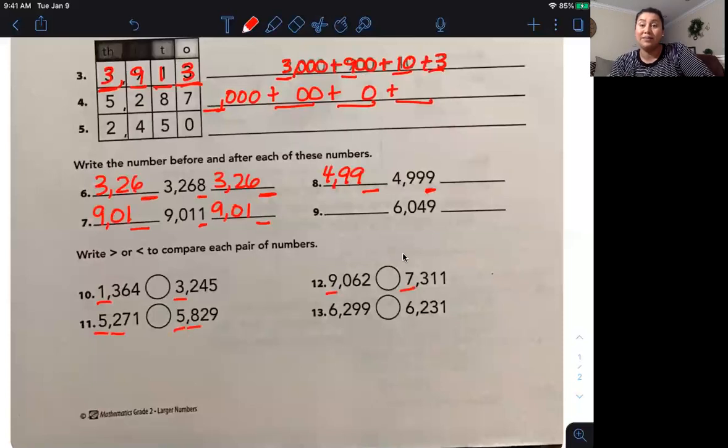Do we have to keep going? Okay, and let's go to the next one. Check the number in the thousands. All right, let's keep going. Check the number in the hundreds. Still the same. All right, let's go to the next one. Look at the number in the tens. All right, go ahead and write your answer.